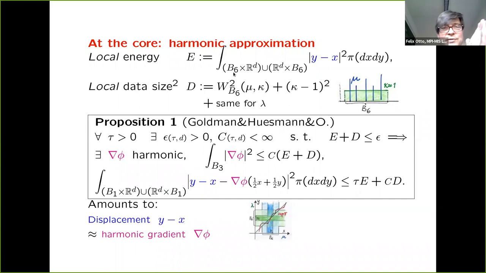People in regularity theory know this type of phenomenon, that it's a local regularity result. So you have to stay away from the boundary of where you control things. So that's the local energy. And then there is a local data size term, or squared data size term. We want to measure how far our arbitrary measure mu, which might be very irregular, think of it as a bunch of Dirac measures, is from the uniform distribution.